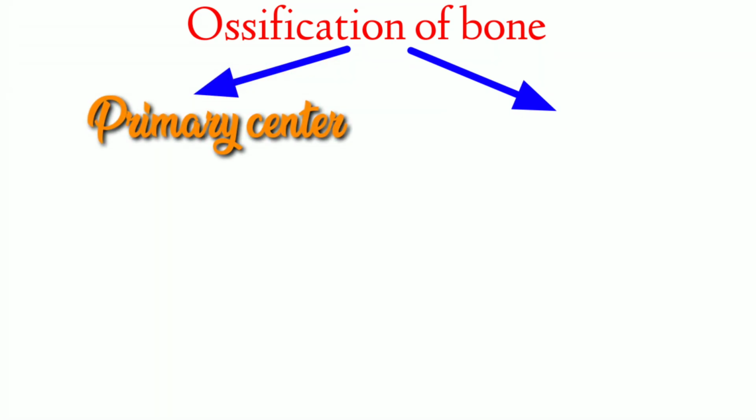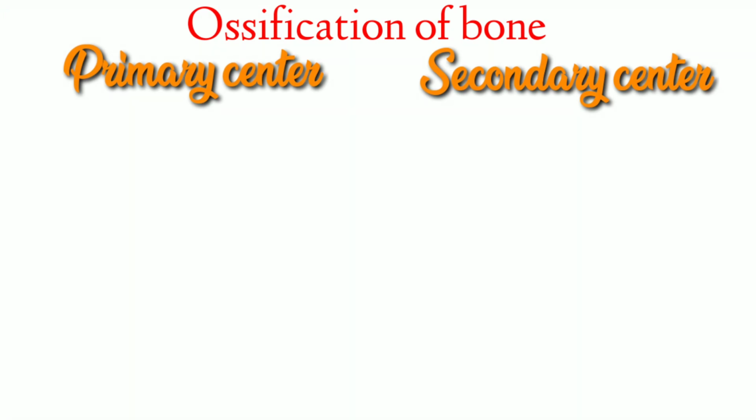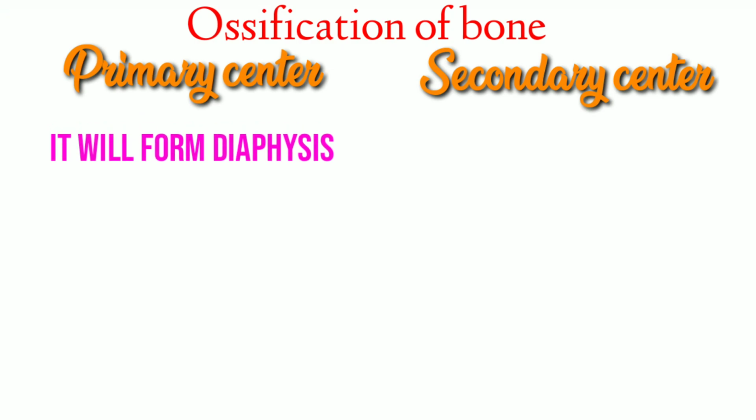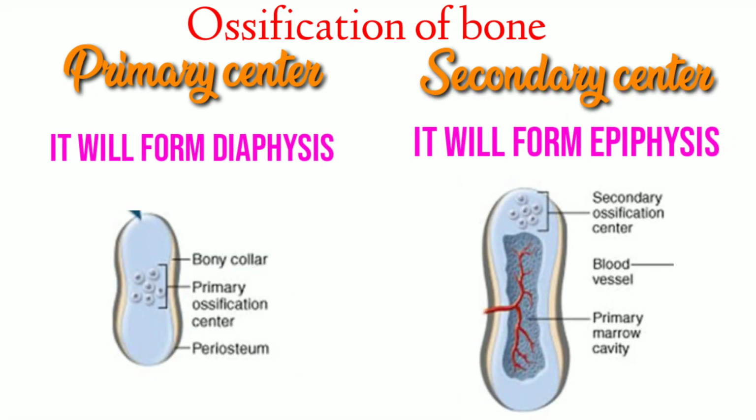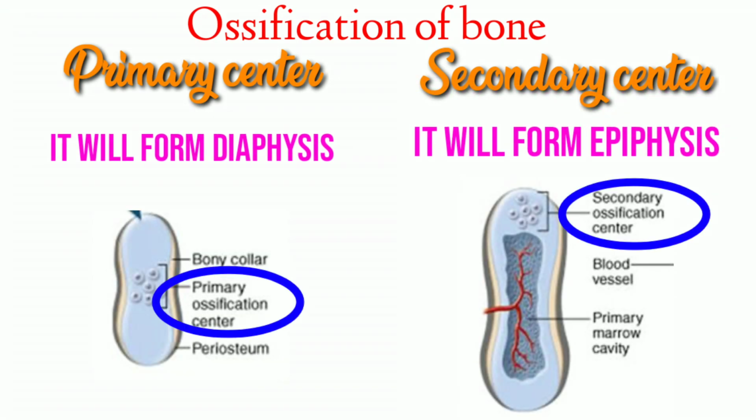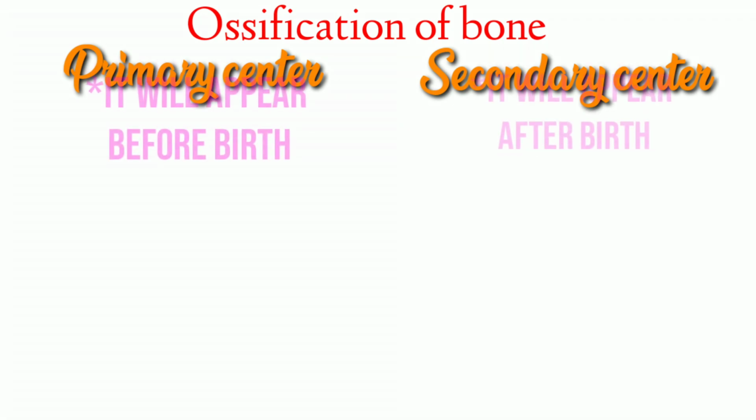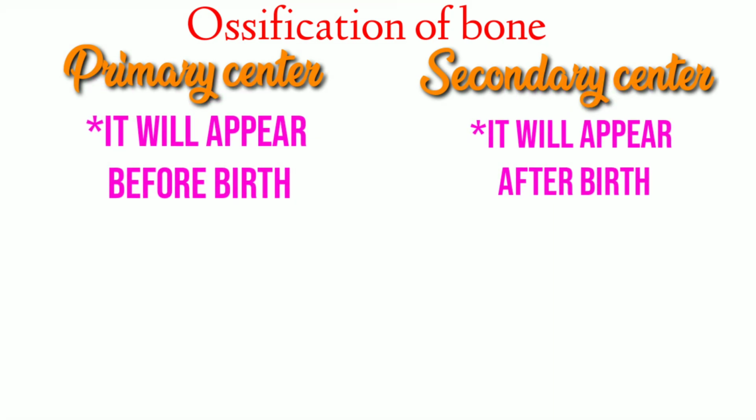The ossification occurs in two centers. There are primary centers and secondary centers. Now let's see some features and difference between primary center and secondary centers. Primary centers will form the diaphysis. Secondary centers will form epiphysis. Primary centers appear before the birth and the secondary centers will appear after the birth.